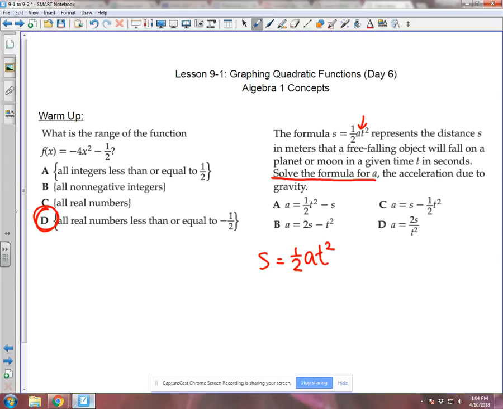If I need to isolate this, what do I need to get rid of first? T squared needs to be gotten rid of. Agreed. How do I get rid of the T squared? What's happening between the A and the T squared? So what do you need to do? We need to divide by T squared. So those will cancel. And I now have S over T squared equals 1/2 A.